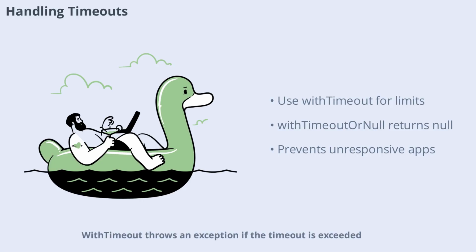withTimeout throws an exception if the timeout is exceeded, while withTimeoutOrNull returns null. This helps you control long-running operations and avoid unresponsive apps.